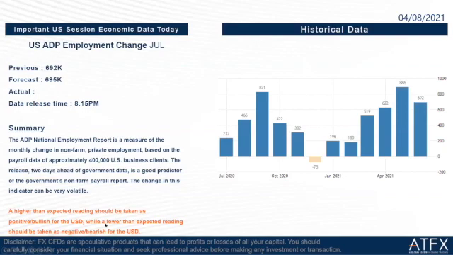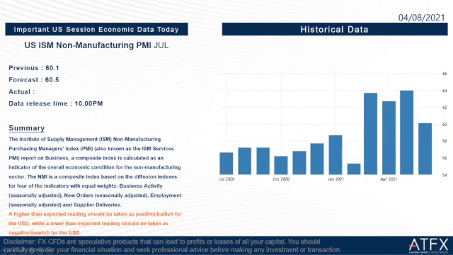A higher than expected reading should be taken as positive or bullish for the USD, which means bearish for gold. A lower than expected reading should be taken as negative or bearish for the USD, which means bullish for gold. The next one is US ISM non-manufacturing PMI July. The previous is 60.1, forecast is 60.5. The data release time is at 10 o'clock tonight. A higher than expected reading is positive or bullish for the US dollar, while a lower than expected reading is negative or bearish for the US dollar.